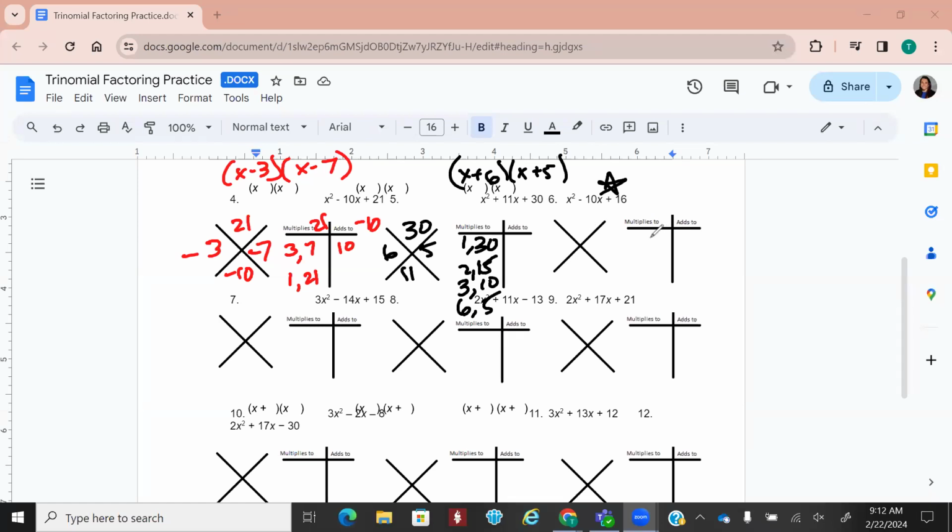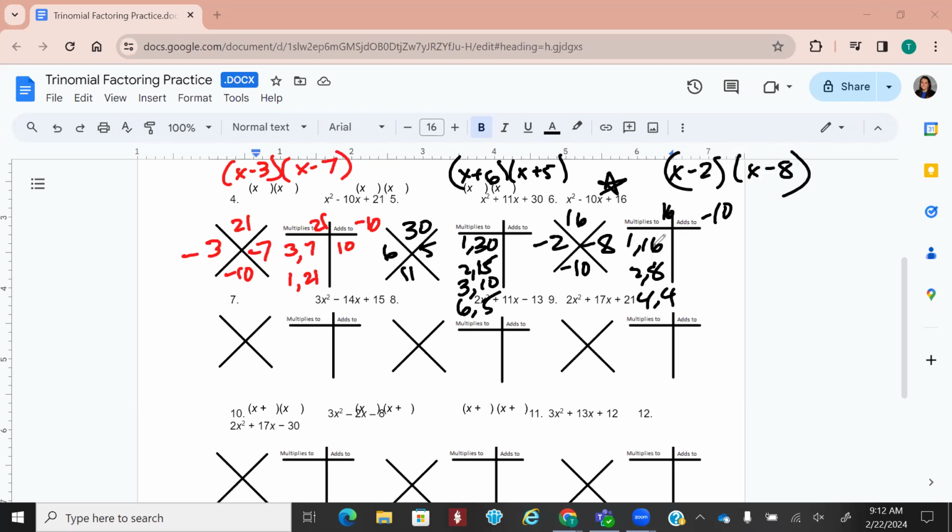Okay, so multiply to get us 16, add to get us negative 10. That's 1 and 16, 2 and 8, 4 and 4. What adds together? Negative 2, negative 8. So this is going to be x minus 2 times x minus 8. Are there any questions about those problems?